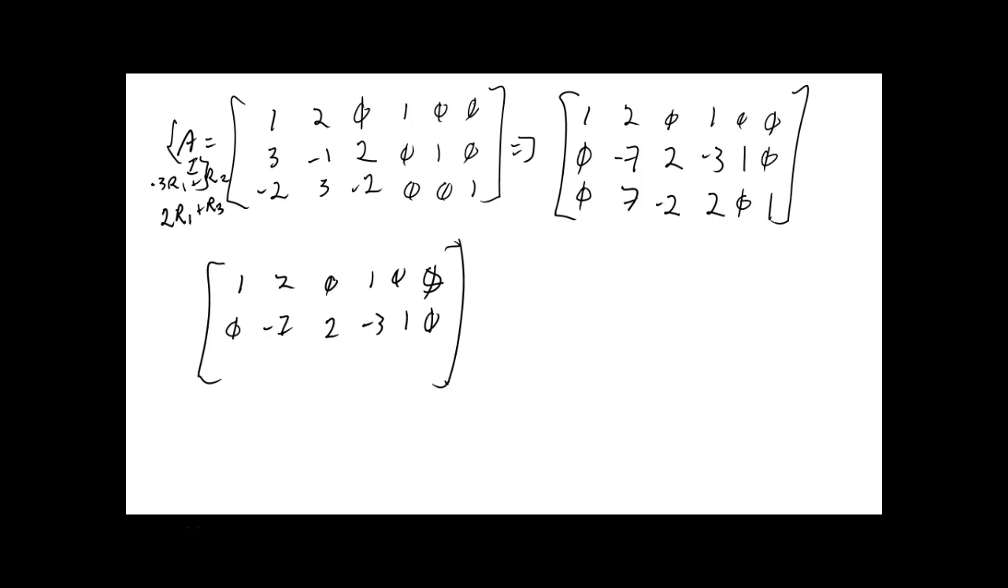Now, third row is add row 2 to row 3. What do you get? 0 plus 0 is 0. -7 plus 7 is 0. 2 minus 2 is 0. -3 plus 2 is -1. 1 plus 0 is 1. And 0 plus 1 is 1. I say 1 and write a 0.